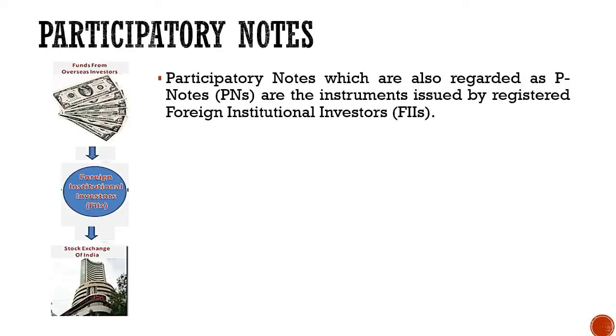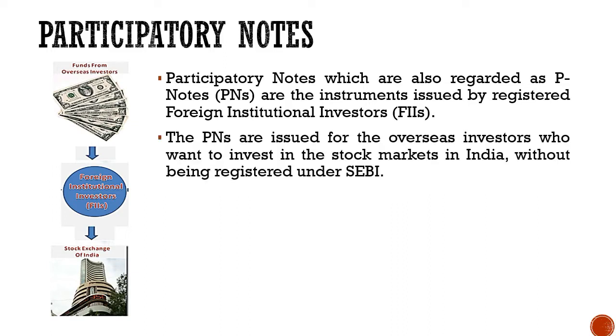Now, participatory notes, which are also regarded as the P notes, are the instruments issued by the registered foreign institutional investors, or in other terms, they are also known as the FIIs. Now, the participatory notes are issued for the overseas investors who want to invest in the stock market in India but without being registered under SEBI.